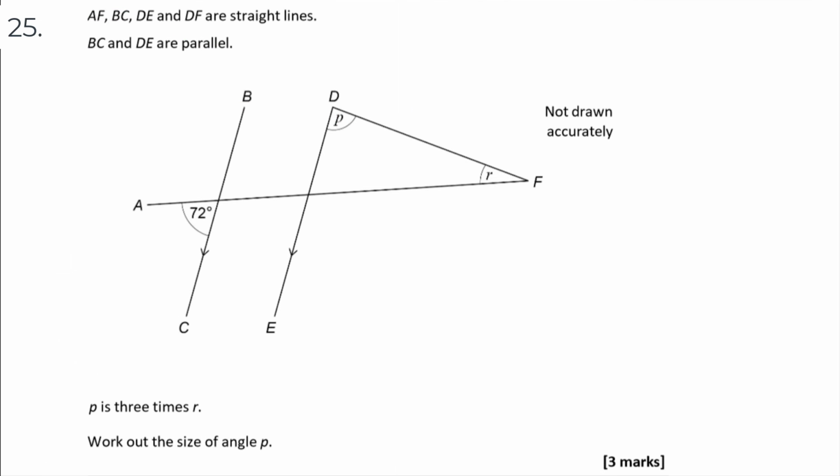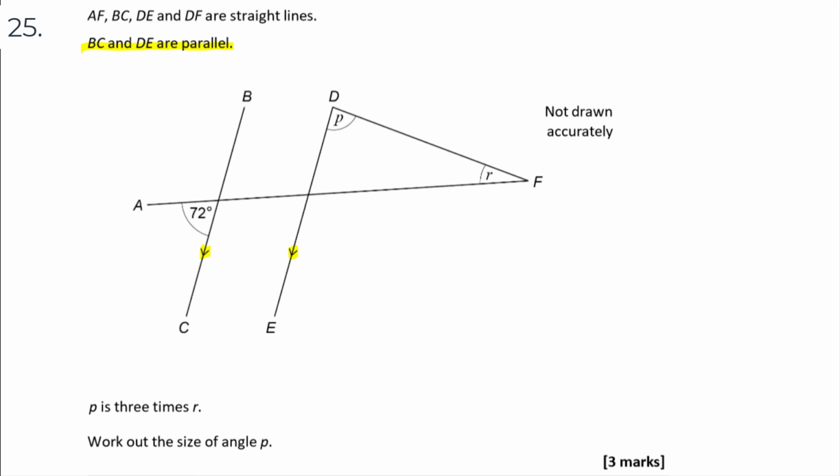AF, BC, DE and DF are straight lines. BC and DE are parallel. That's marked already, isn't it? So BC and DE being parallel, it's marked here. Look, it's always good to read the text though, because sometimes these things aren't added on. P is 3 times bigger than R. Work out the size of angle P.